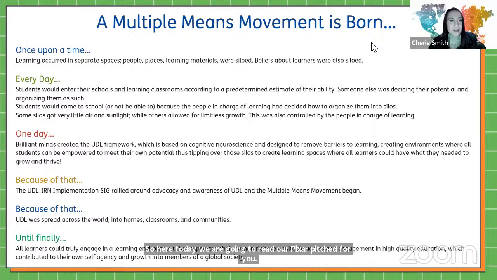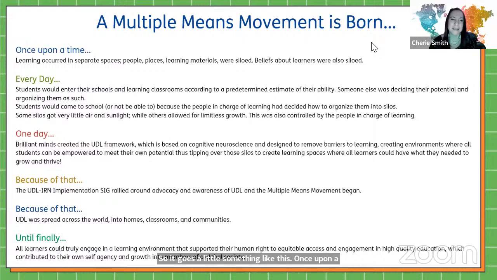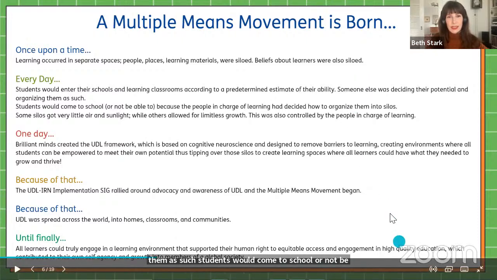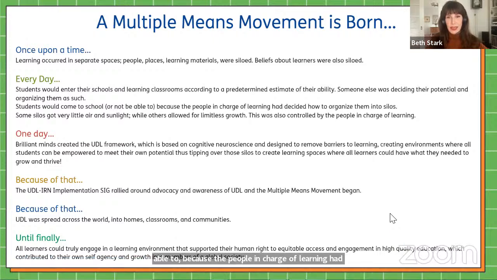Once upon a time, learning occurred in separate spaces. People, places, learning materials, they were siloed. Beliefs about learners were also siloed. Every day, students would enter their schools and learning classrooms according to a predetermined estimate of their ability. Someone else was deciding their potential and organizing them as such. Students would come to school or not be able to because the people in charge of learning had decided how to organize them into silos.